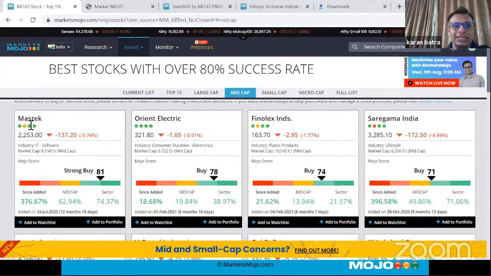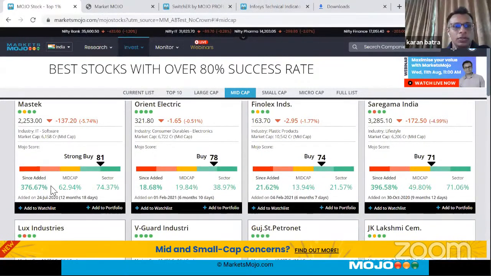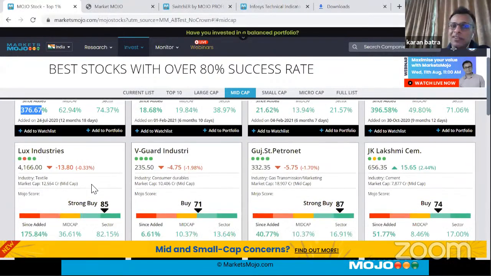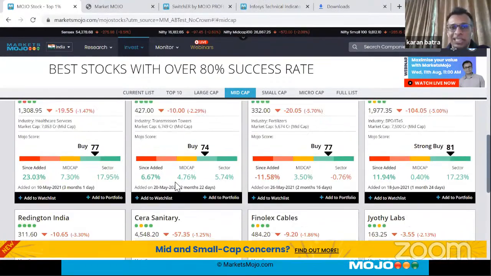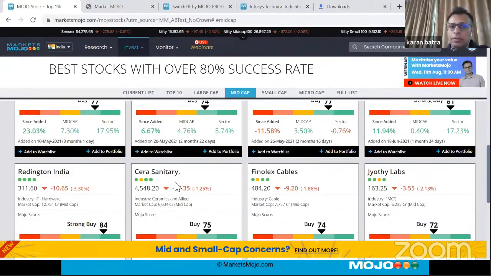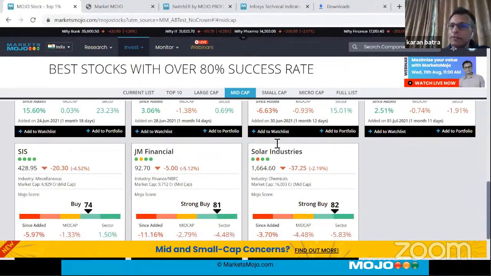So here you can see Mastech has been a Mojo stock for the last 12 months. It has given 376% return in this period. So for every stock, whenever it came in, the performance since then will be mentioned here. Now, whether it's positive or negative, everything is completely transparent. It will be mentioned on the page itself.